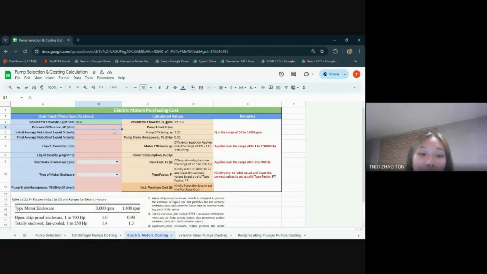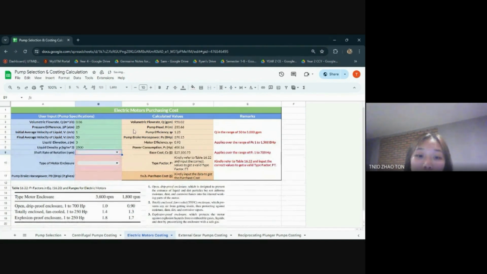Let's say the pressure difference is at 25 atm. The initial average velocity of liquid V1 at 1 meter per second, V2 at 50 meter per second, liquid elevation at 3 meter, and the liquid density at 2,500 kg per meter cube. Then we will get the pump head, the pump brake horsepower, motor efficiency, and also the power consumption base cost. So we can see from here the power consumption is at 400.16 HP.